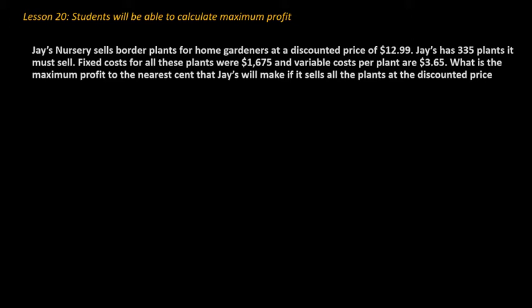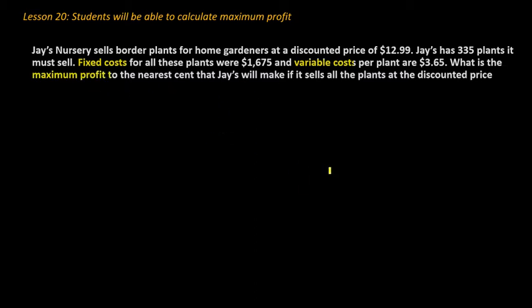Okay, so once again, you need to hunt through the problem to figure out what kind of equations you're going to need. So I would start highlighting the variables that they mention. They mention fixed costs, they mention variable costs, they mention maximum profit. So let's see if that is enough to get us somewhere.